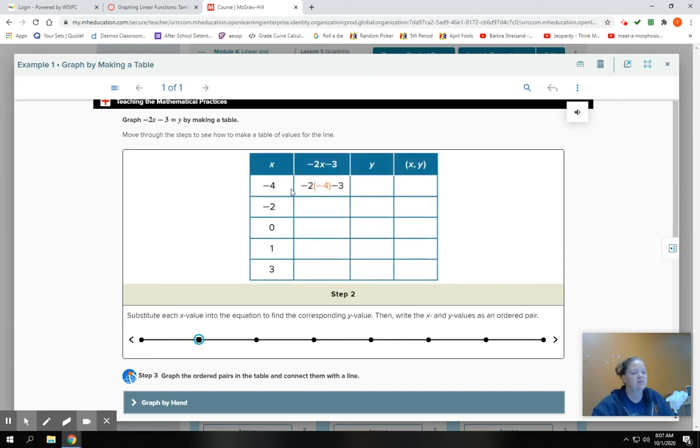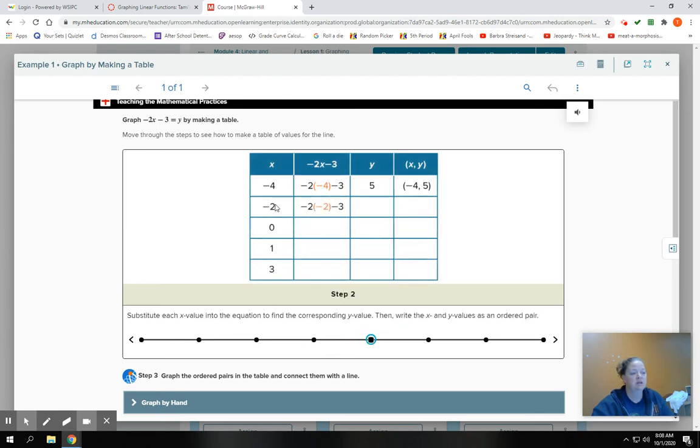Next, they take negative 4 and they plug it in for x because that is our input. So negative 2 times negative 4 minus 3. When you solve that down, you simplify, you get 5. So that means our output is 5. Our input is negative 4, our output is 5, which means that our coordinate, our point, is at negative 4, 5.